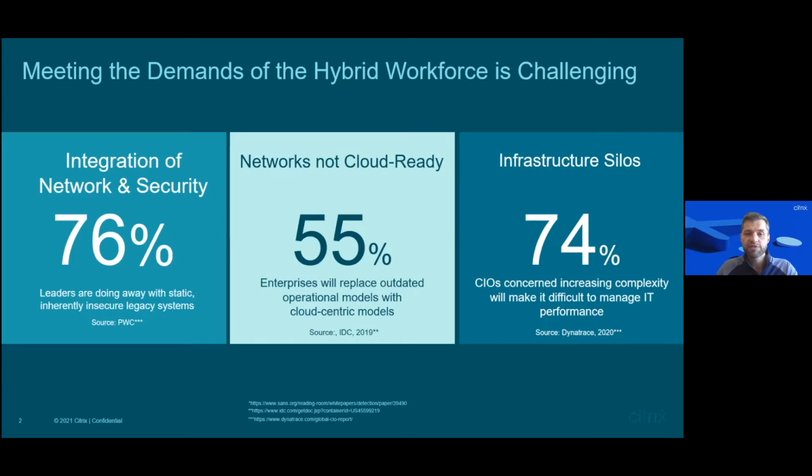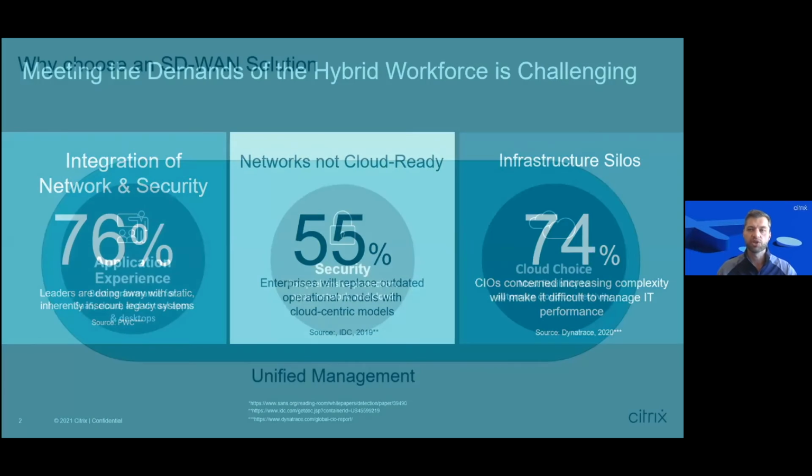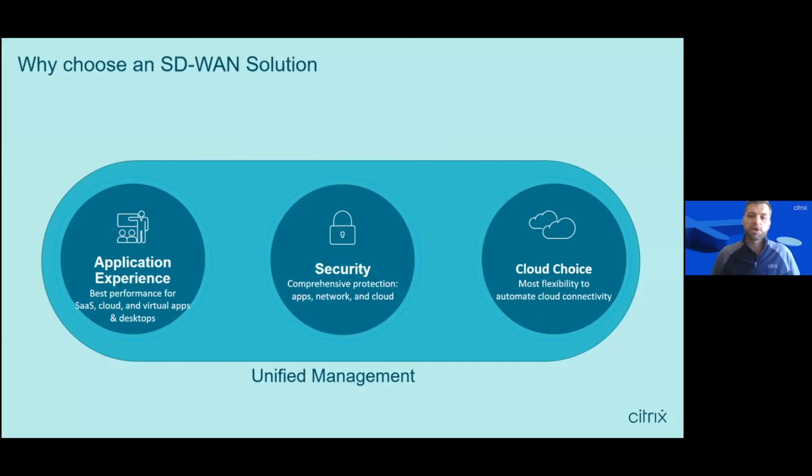IDC found that 55% of enterprises report that their networks are not cloud ready and have a strategy to replace it with a model that is more cloud centric. All this adds to complexity, and our existing infrastructures are already complex. And this introduces a new silo approach into the organization, which Dynatrace reported on in 2020, that 74% of CIOs see this as a concern in managing the performance in IT. So think also again about that application visibility we spoke about earlier.